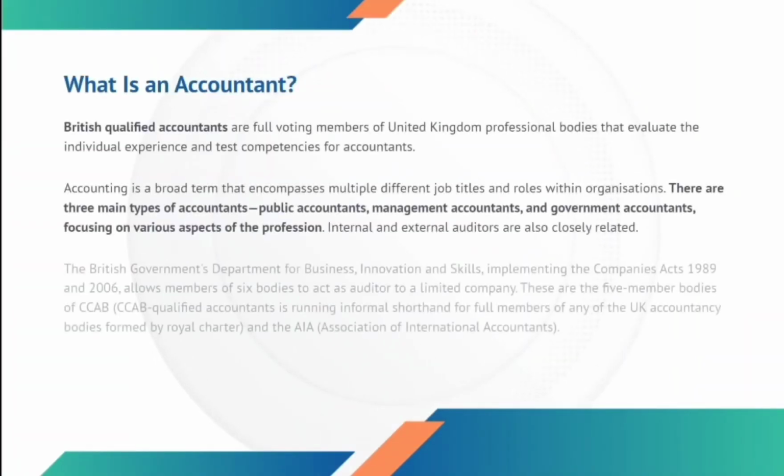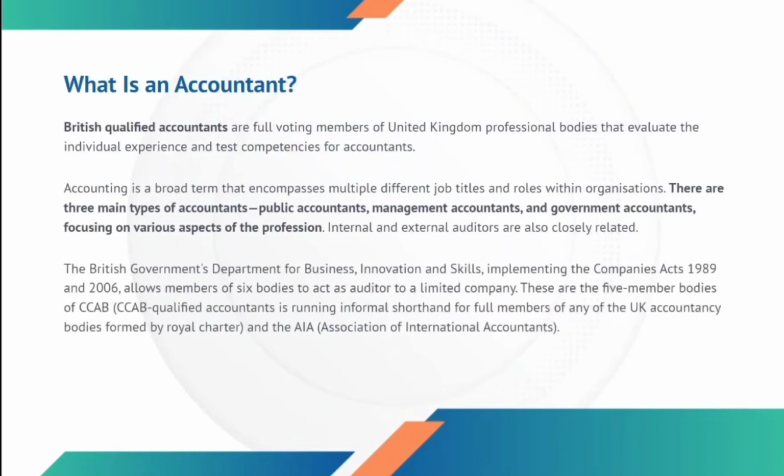British qualified accountants are full voting members of United Kingdom professional bodies that evaluate the individual experience and test competencies for accountants. Accounting is a broad term that encompasses multiple different job titles and roles within organizations. There are three main types of accountants: public accountants, management accountants, and government accountants, focusing on various aspects of the profession. Internal and external auditors are also closely related.